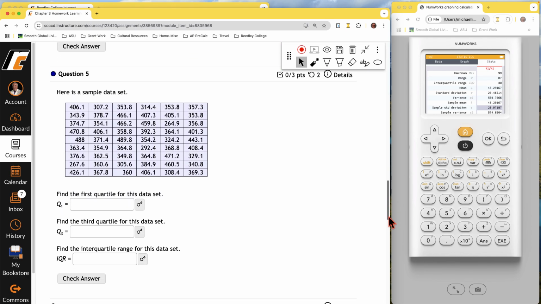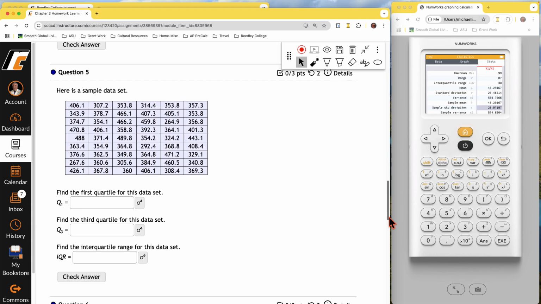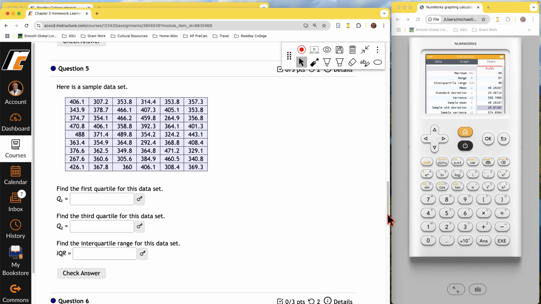Wow, here's a sample data set. It's a lot of data. Find the first quartile for the set, third quartile, find the interquartile range for this data set. Well, it's again a tedious thing. The calculator will give us all the answers we need. We could put these in order and then find halfway through and find all the quartiles. That's also tedious and very easy to make an error on.